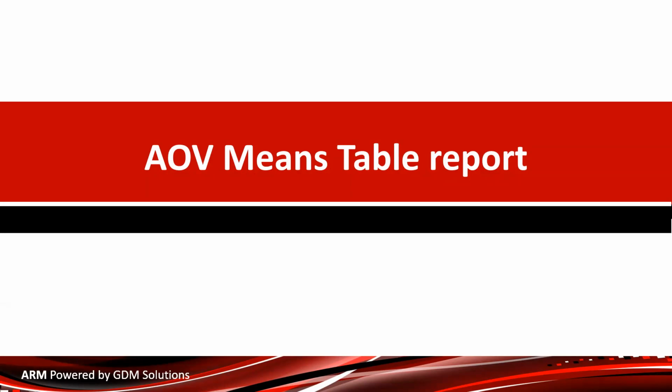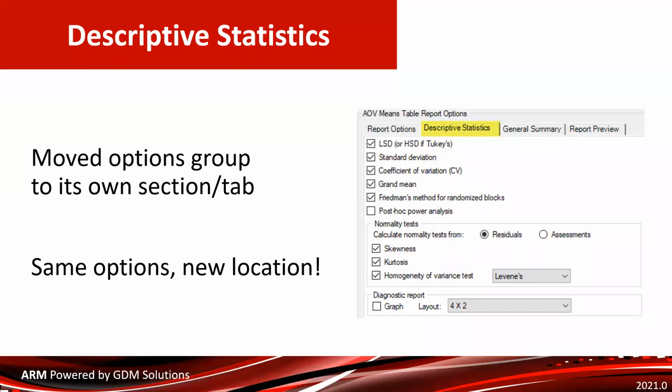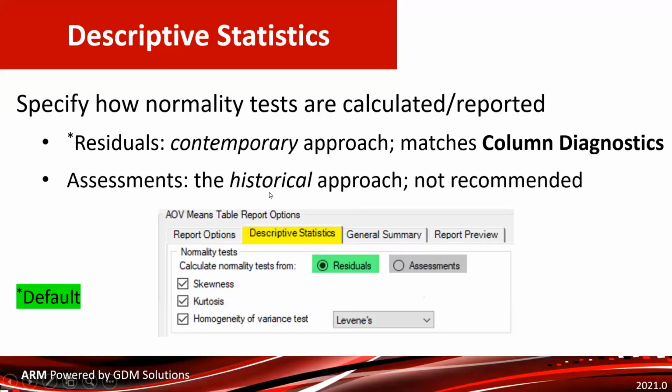A few options and changes to the reporting. We'll try to avoid getting too deep into the statistics, but we moved around a few options. We had a section of descriptive statistics in the main report options section. If you've ever printed an AOV means table, you know there's a million options, so it was hard enough to keep track of them all. So we moved some of them off of that main screen and brought them into their own descriptive statistics tab. The very same options, just in a new spot with some additions.